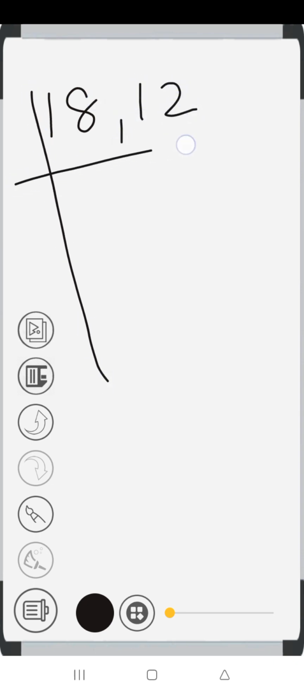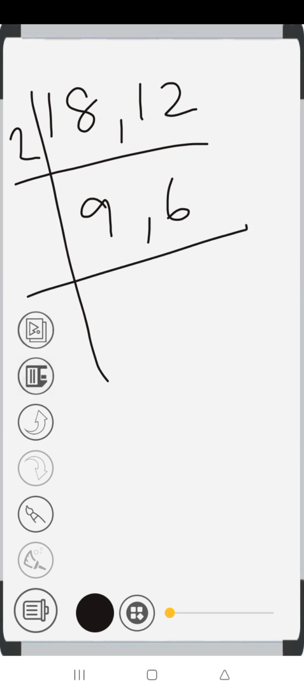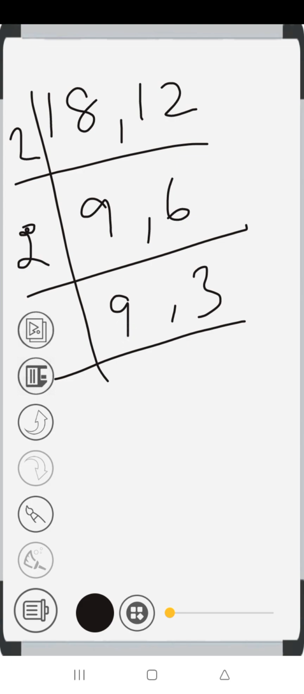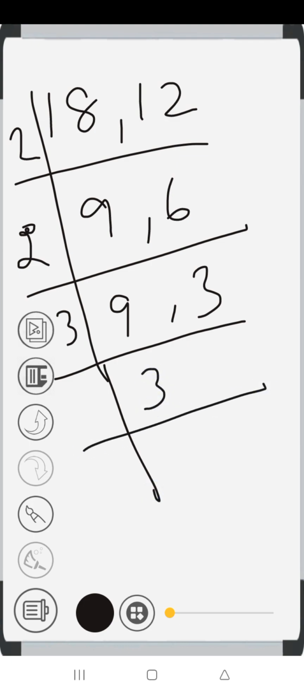We know that 2 times 9 is 18 and 2 times 6 is 12. Again, 2 times 3 is 6, and 9 is not divisible by 2. Now moving on to 3. 3 3s are 9 and 3 1s are 3. Again, when divided by 3, we get 1.